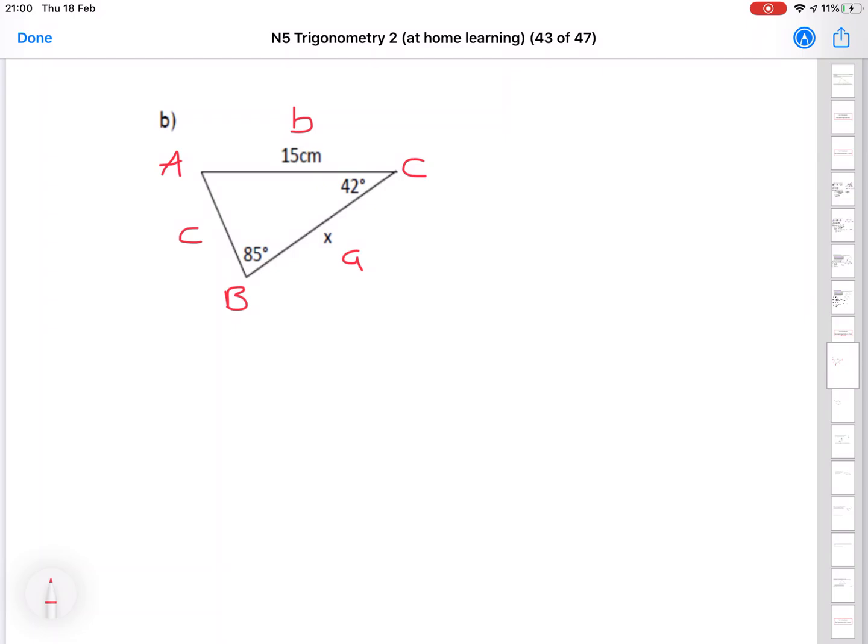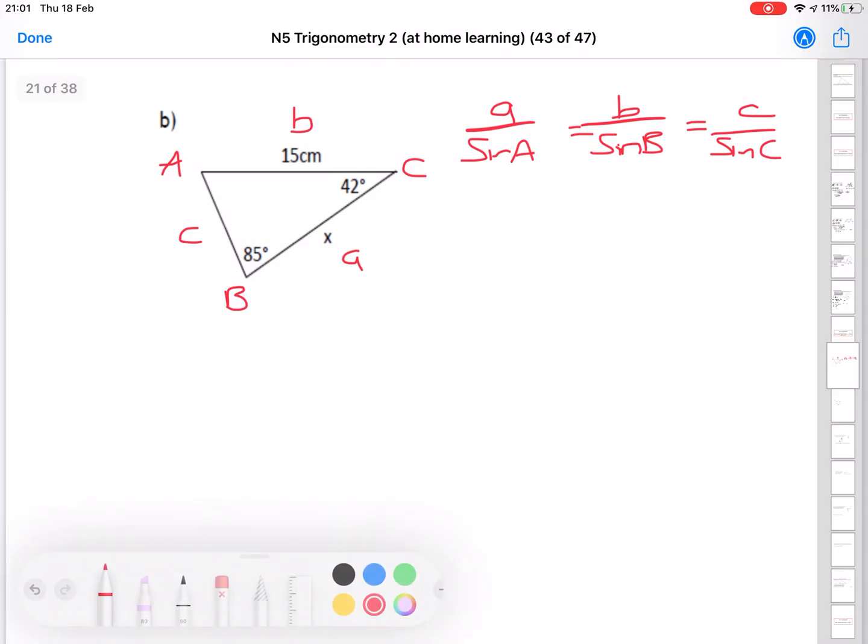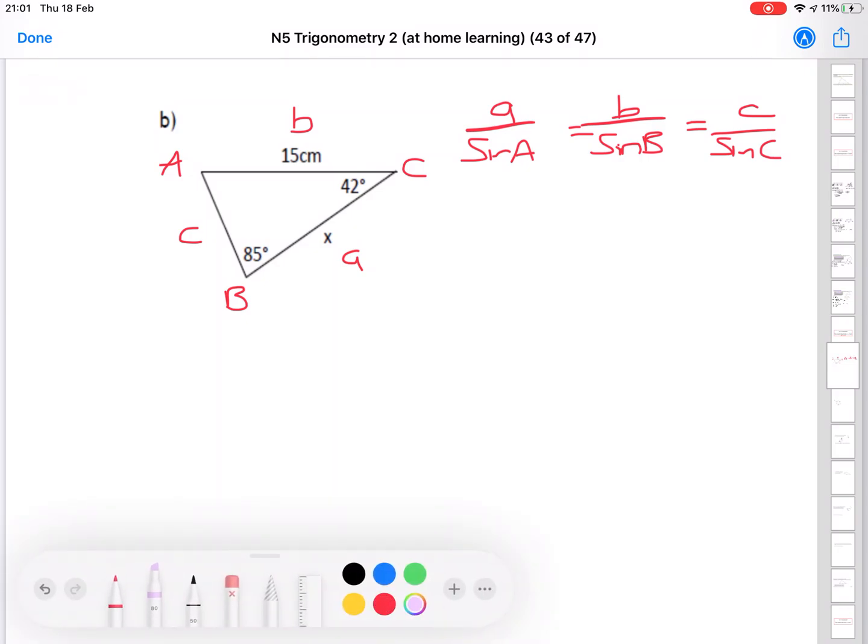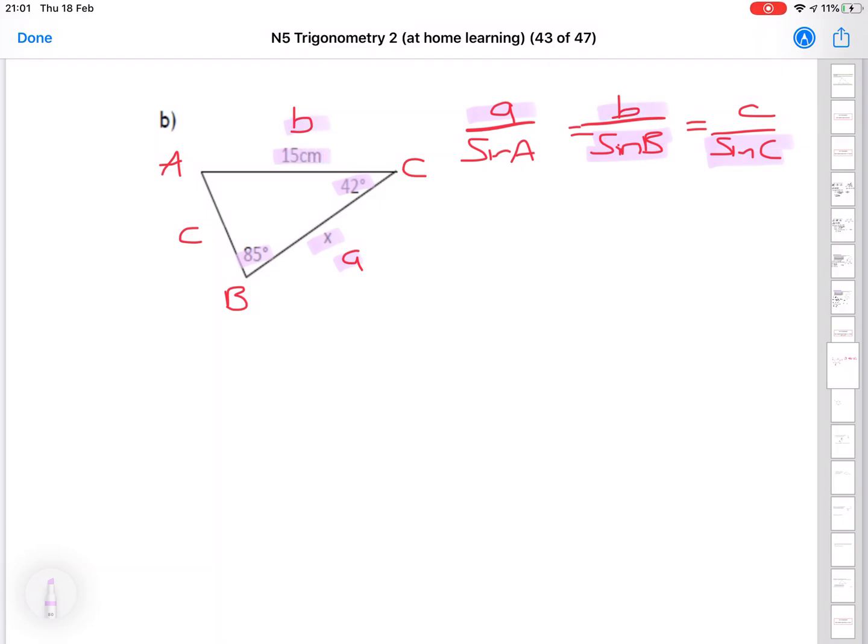So again, let's set up our sine rule quickly and just check if we have what we need. So a over sine A, b over sine B, and c over sine C. So on this diagram, we're being asked for the side that's labelled X, so that's my small letter a. We have the angle at B, so we'll highlight that one. We have the angle at C, so we'll highlight that one. And we also have the side b as well, so we can highlight that one.